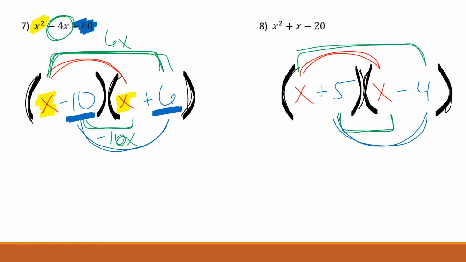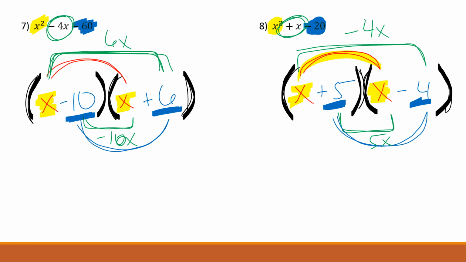Again, I know x squared comes from multiplying these two things together, so they have to be an x and an x. In order to get negative 20, these two things have to multiply together to get negative 20. And then when I do the checking step, I'm checking the green term, the middle term. When I multiply those together and combine, I end up with that positive 1x term.